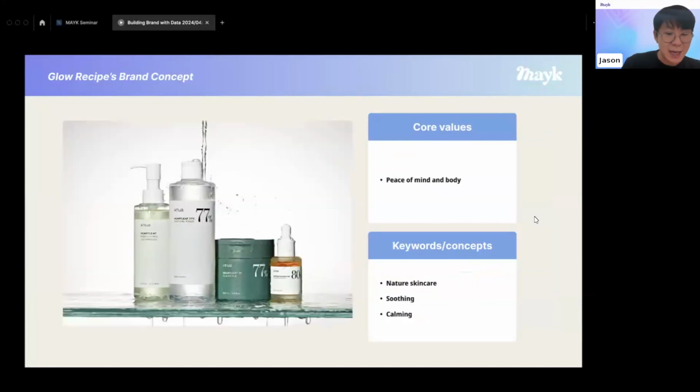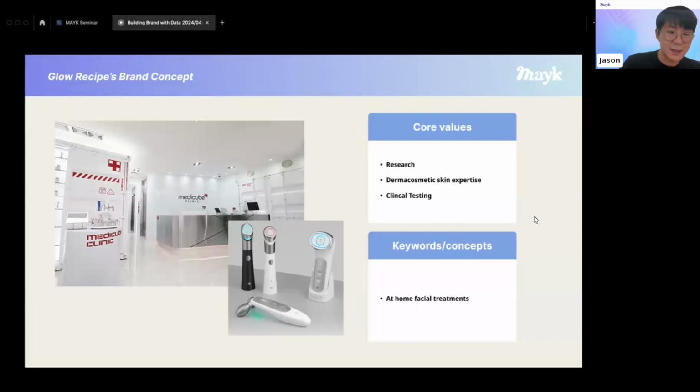And then this is a brand called Anua. This brand has a concept of harmony between nature, skin, and well-being and provides products that promote soothing and calming. Next up, we have Medicube. They are huge on dermocosmetic skin expertise and clinical testing and provide at-home facial treatments as a product, which has seen large success during the pandemic. During the pandemic, people couldn't go out, so they created this product where you could easily get some clinic-grade care.